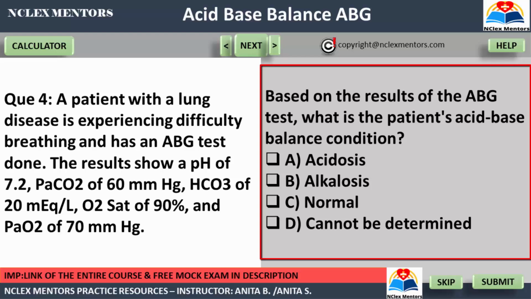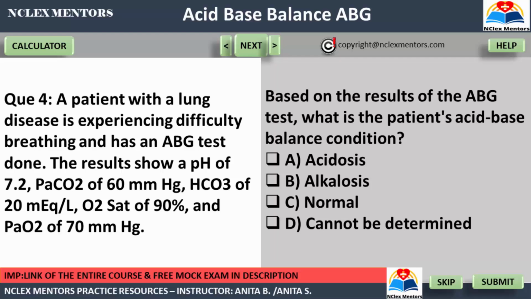The options for this question given on the screen are Option A, acidosis. Option B, alkalosis. Option C, normal. Option D, cannot be determined. I will give you some time to go through the question and the options. You can see the timer running on the upper right-hand corner of the screen, but if you need more time, you can pause the video as well.